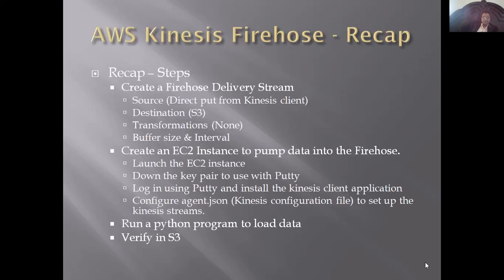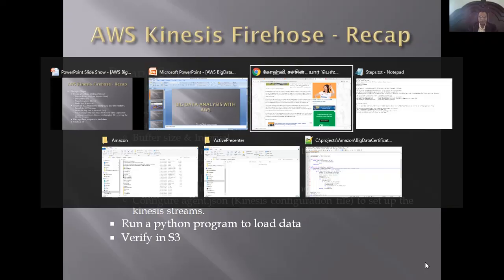And this is the synopsis of the steps. We'll be creating the Firehose delivery stream, and we'll be using the direct put option, and the destination is S3, with no transformation. We'll be creating an EC2 instance as the client machine to pump the data into the Firehose. We'll be running a Python program within the EC2 instance to load the data. Eventually this data is going to be pushed into S3 through the Firehose, and that's what we're going to see. Okay, let's switch into the demo mode now.